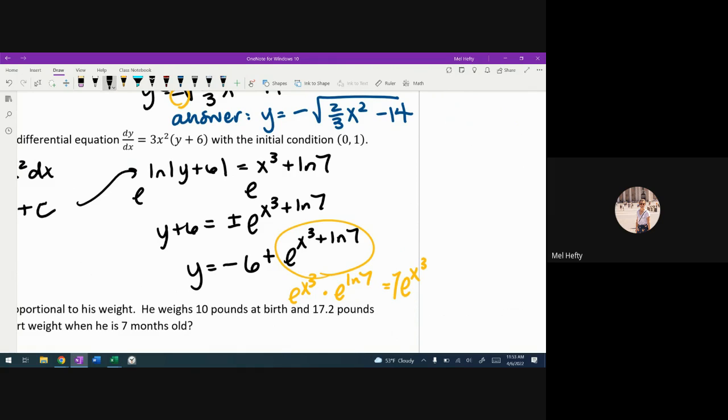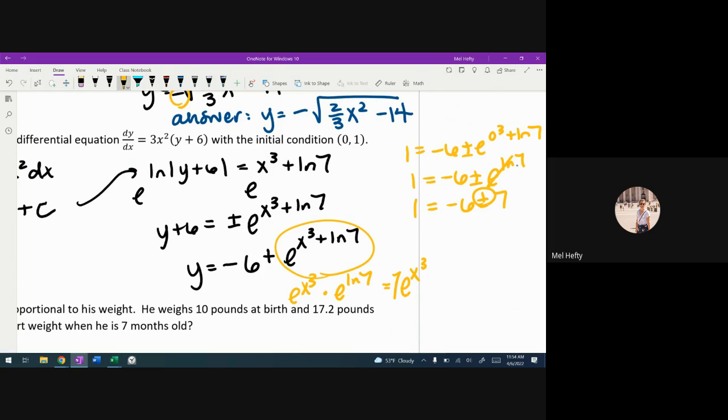If I plug in my 0, 1, so I have 1 equals -6 plus e to the 0 cubed plus natural log of 7. -6 plus or minus e to the, let's see, that would be e to the natural log of 7, which is 7. So I have -6 plus or minus 7 equals 1. To make that true, I need to make it the plus.